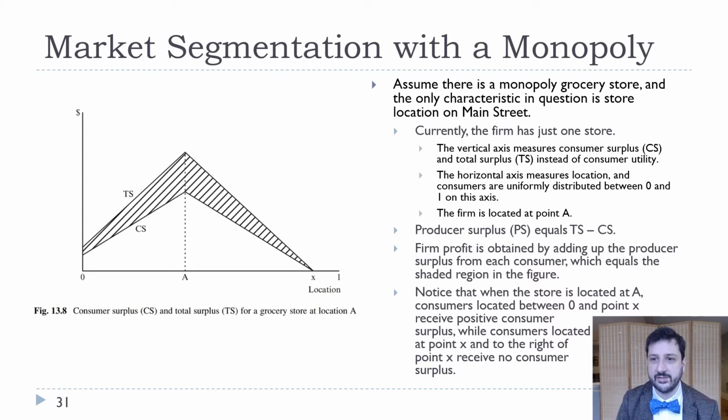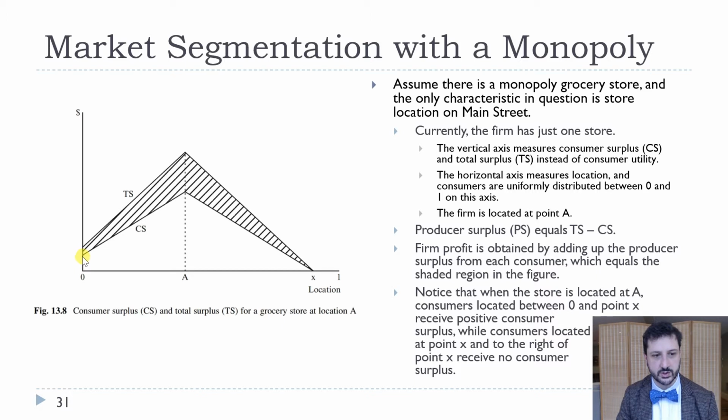So here we have a monopoly grocery store, right? And we have our Hotelling type main street going from 0 to 1. And there's just one store. Here our vertical axis is measuring consumer surplus, that's the lower line, and then total surplus, that's the higher line. The producer surplus is the shaded area, and we can think of profit as the producer surplus here.